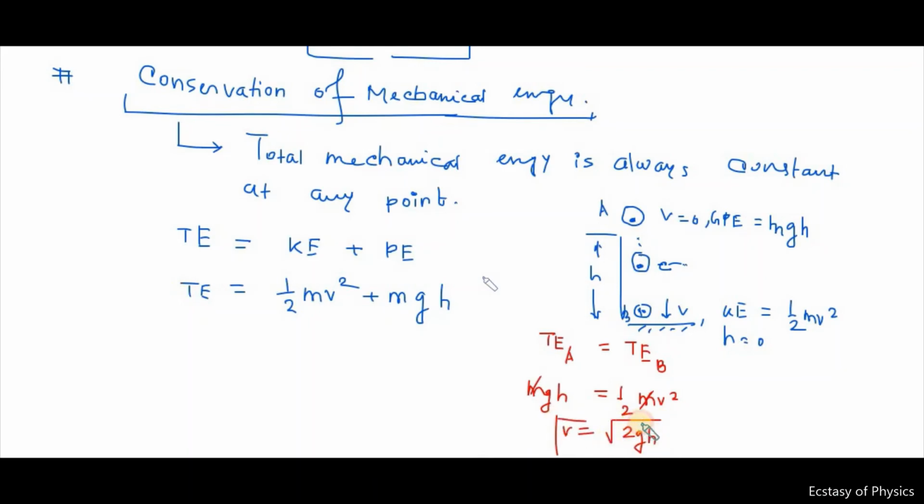So with the help of total energy conservation, we can easily determine what the velocity would be if it is fallen from a certain height. And from this expression we can say the final velocity only depends on the height. It is independent of the mass.